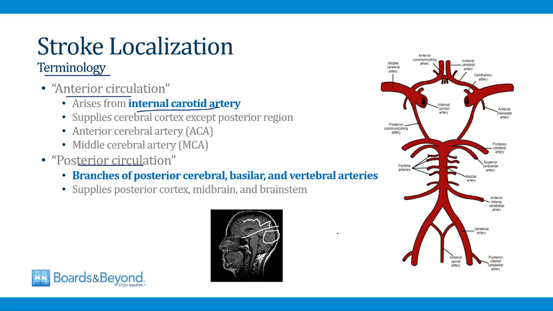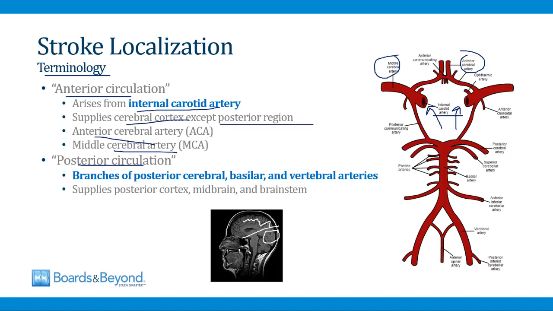On the right side of the screen is a drawing of the circle of Willis, and here are the internal carotid arteries. The two internal carotids feed blood into these areas shown right here, and that supplies blood to major areas of the cortex through the middle cerebral artery and the anterior cerebral artery. So when we say a patient has had an anterior circulation stroke, we mean a stroke in an area of the brain supplied by the anterior cerebral or middle cerebral artery, which basically refers to any part of the cerebral cortex except the posterior region.